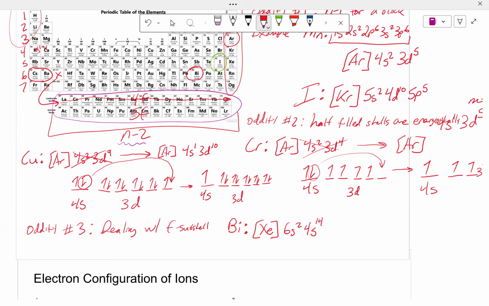And then I'm going to go back to d. Well, what row is this for d? That is 5d. 5d10. And then I'm going into 3 on the 6p3. Remember, s and p are always the same number. d block is n minus 1. f block is n minus 2.